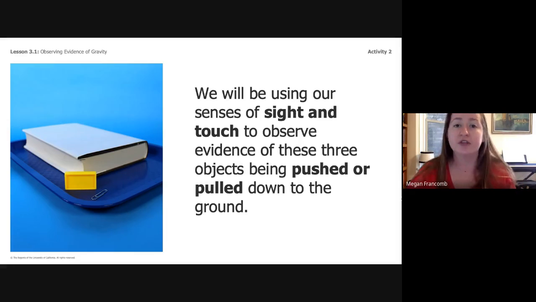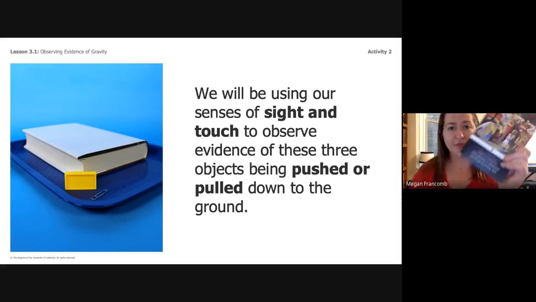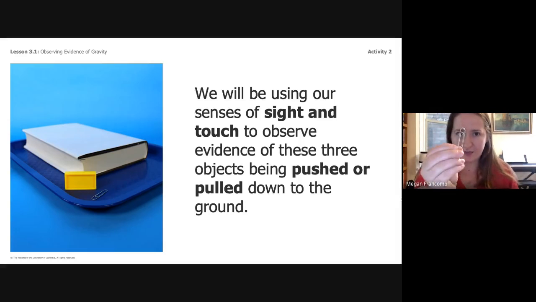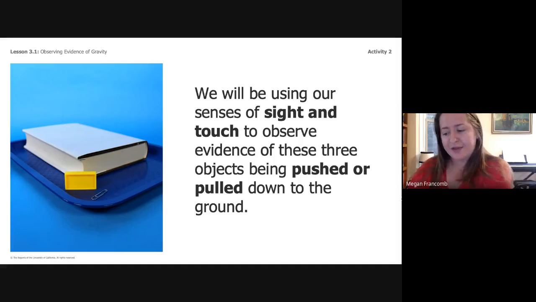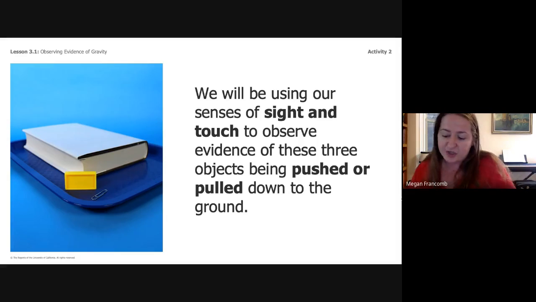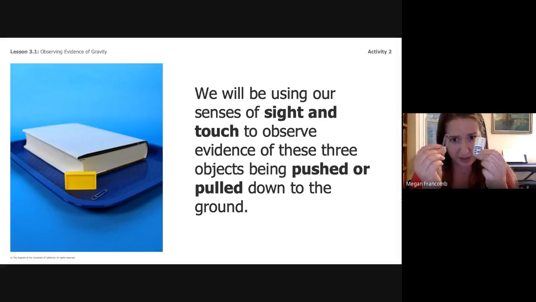So what you need to gather today is a book, a domino or block, and a paper clip. Last week, I saw some students say, I don't have those objects. Well, then think about something that's comparable in size and shape. So if you don't have a little domino or block, paper clip, then maybe you could use a bobby pin, ask mom, or a deck of cards. Think about objects that are similar in size to dominoes and paper clips.